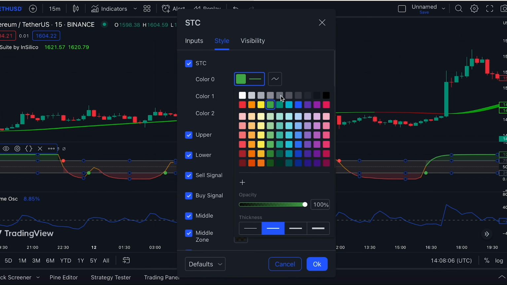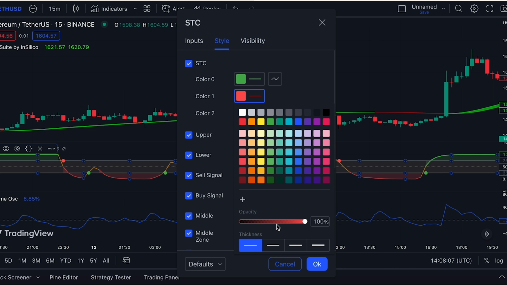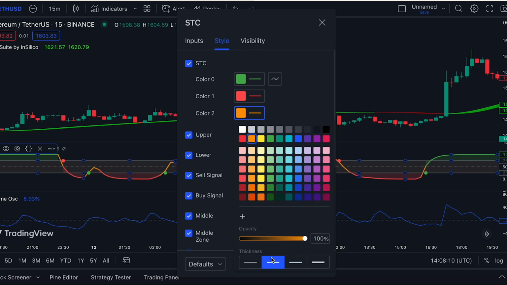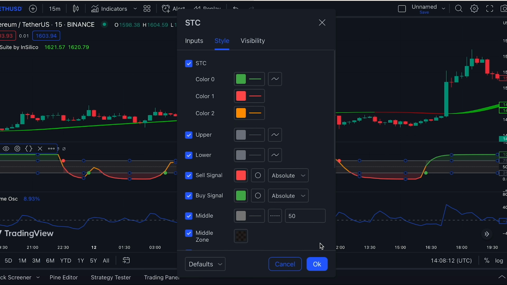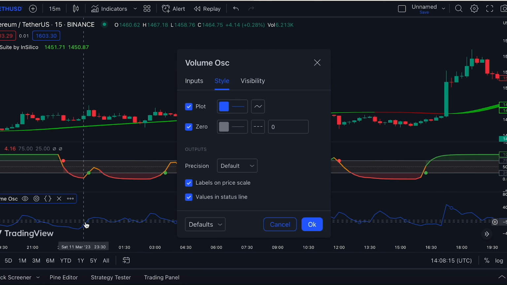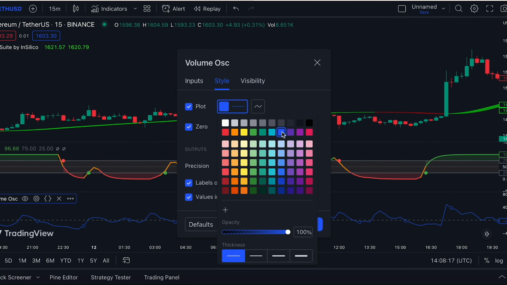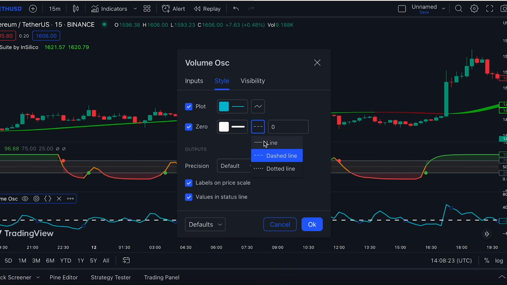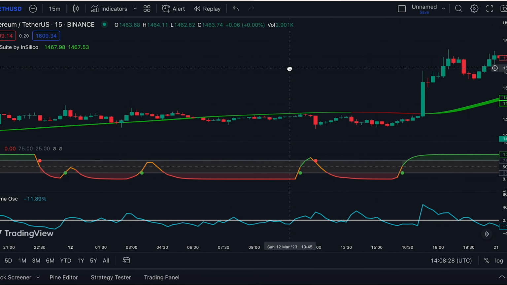To make the STC indicator simpler to read, head over to the STC indicator settings, select the Style tab, and alter the line style. You can close the indicator settings and go to the volume oscillator settings since we won't be altering the STC indicator's input configuration. The volume oscillator line will be given a little more visibility. Change the color and thickness of the plot by going to the Style tab. Once you've finished, repeat the process for the zero line. We only need to make that adjustment to the indicator settings.